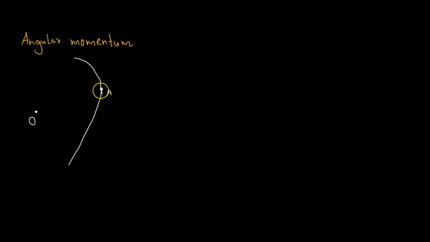Now let's say the particle at point A is at a distance r from this fixed point O, directed along the OA direction. As the particle moves along this trajectory, it's going to have some velocity vector v. Now we can resolve this vector into its corresponding components.